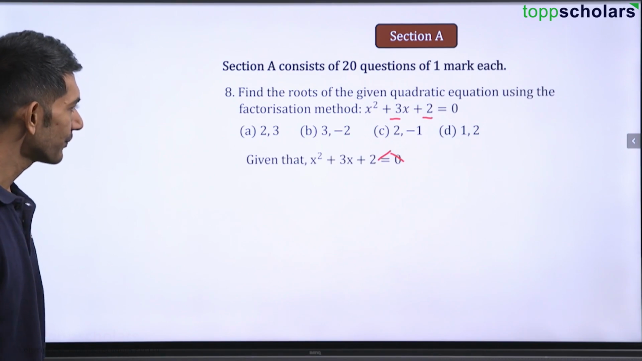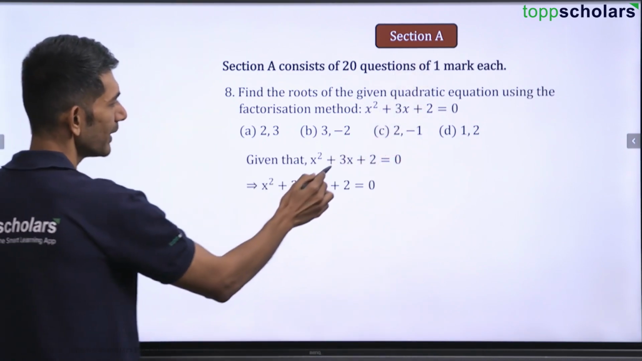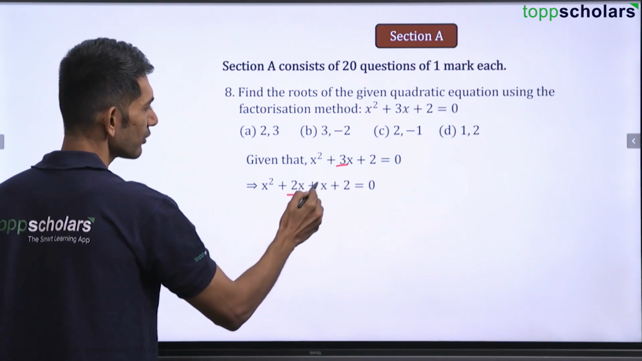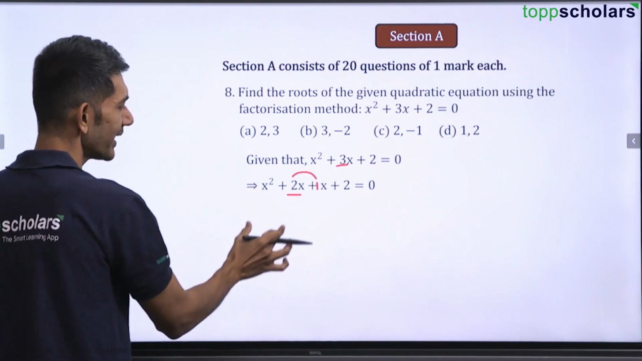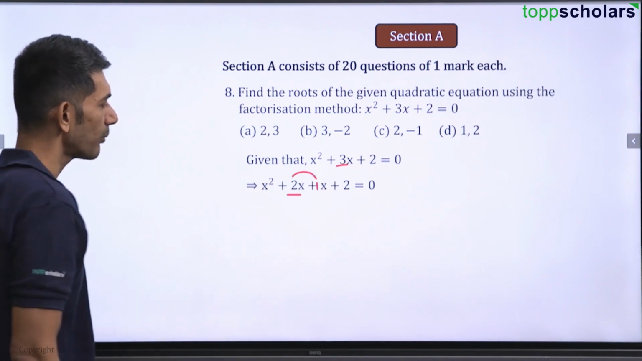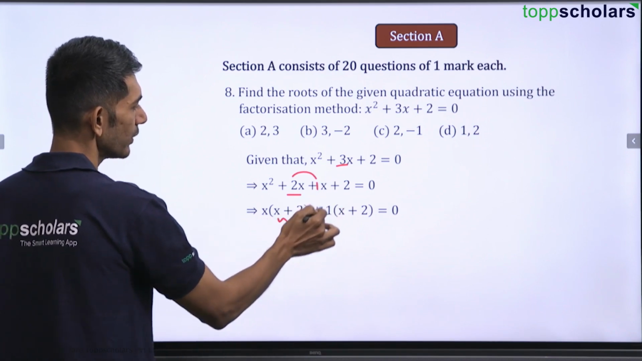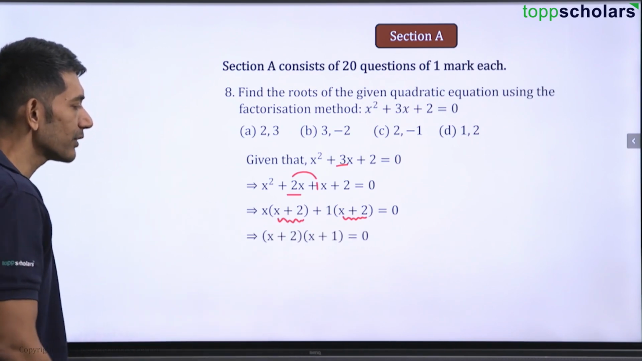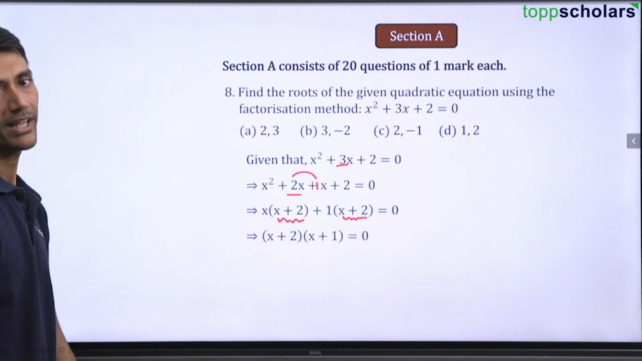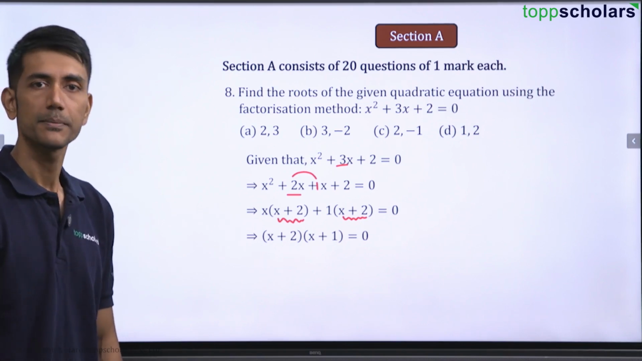Okay, let us see. So this is the given quadratic, split the middle term. So splitting will be 2x plus 1x, because 2 plus 1 is 3. Now the first 2 terms you can take x common, last 2 terms you can take 1 common. So once you take x common, you get x plus 2. Then you take 1 common, you get x plus 2. So x plus 2 into x plus 1 is equal to 0. You get 2 values of x here. One is x is equal to minus 2 and x is equal to minus 1. Correct?